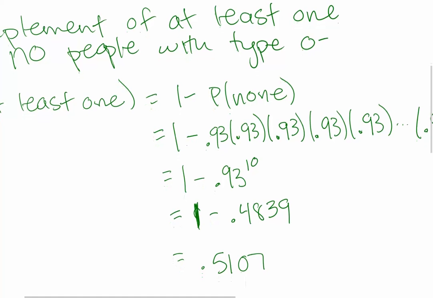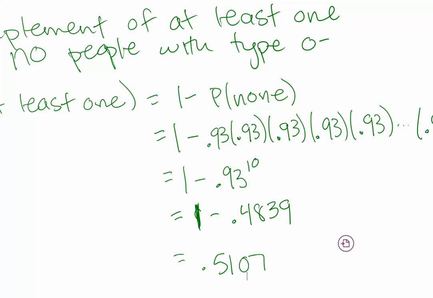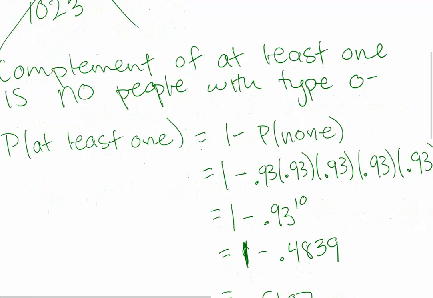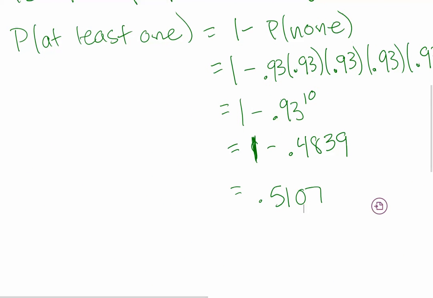Again, we used the complement rule here because it would have taken us a really long time to do it directly, because again, we would have had to find the probability for 1,023 possible outcomes and added up all of those probabilities. So instead we used the complement rule, 2 calculations, and we were done.